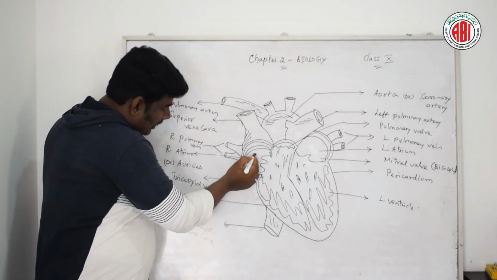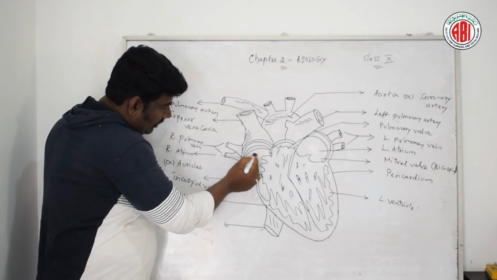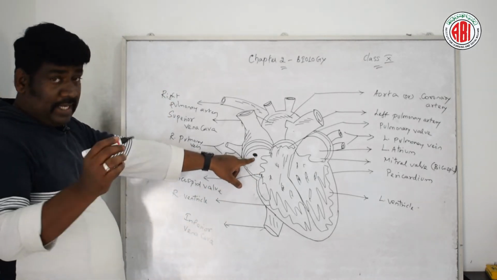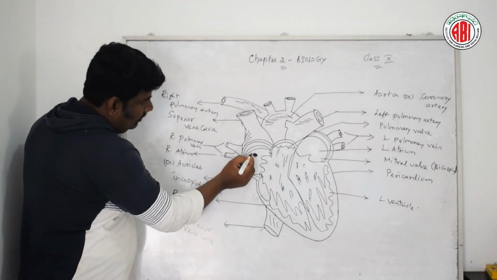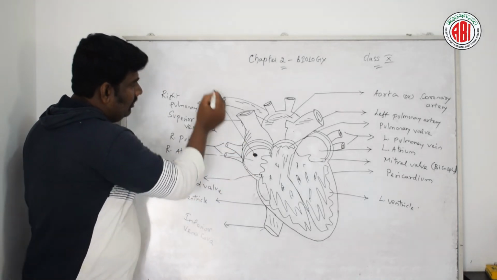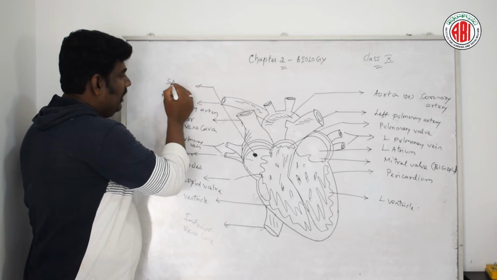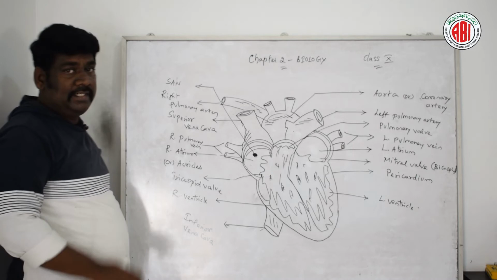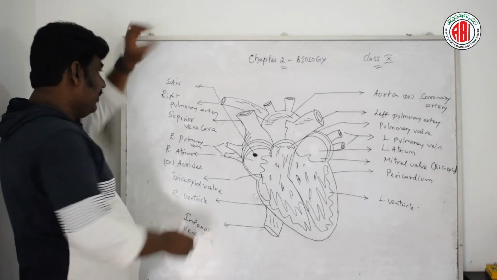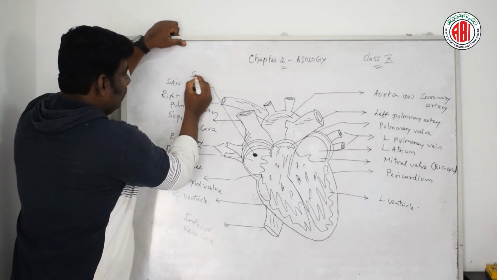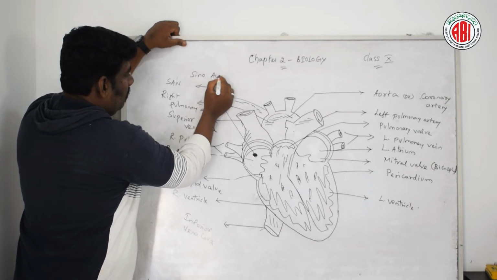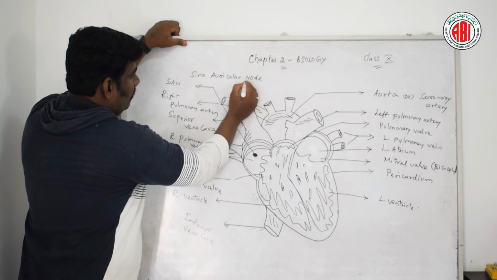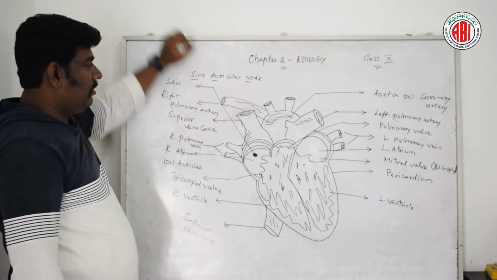Also, one of the most important parts is exactly at the right atrium, you can mention it like this. You know that one black color dot, it is called SAN. What is the meaning of this SAN? The full form of SAN is Sinuatrial Node. SAN, Sinuatrial Node.